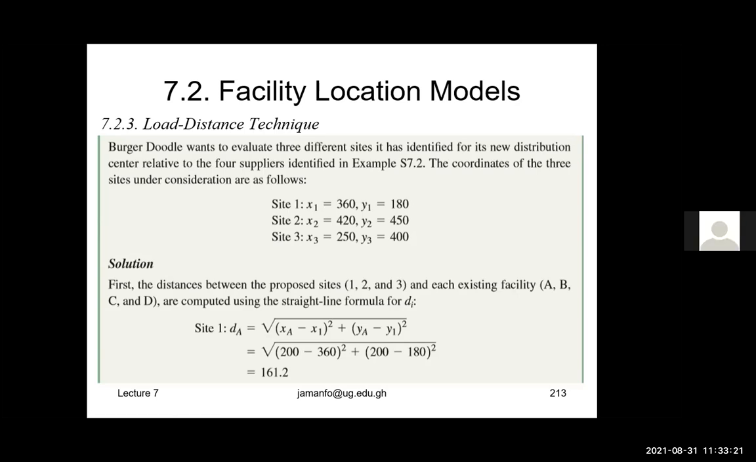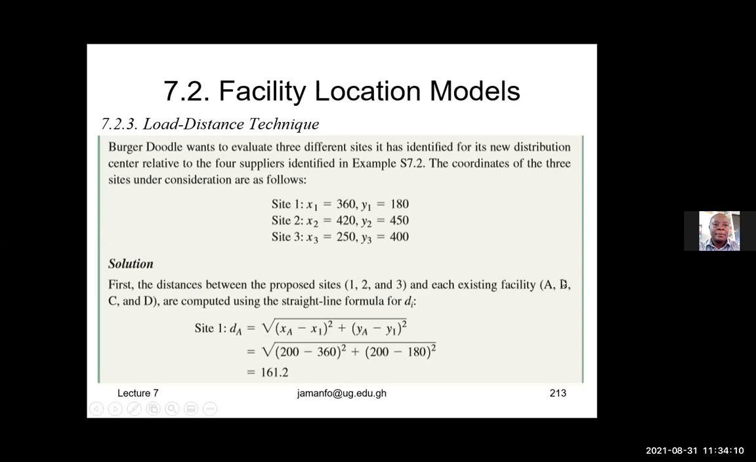Okay, so we have four existing suppliers, and now the company has identified three sites. Sometimes in an exam, we can give you up to 5 sites and ask you to calculate. What makes this so elongated is that you will have to find the distance from each of the 4 suppliers to each of the proposed sites. So this is the solution. It says first, the distance between the proposed sites 1, 2, and 3, these are the proposed sites, so this is where we are considering placing our facility, and each existing facility, which is A, B, C, D. So we'll find the distance between A and site 1.